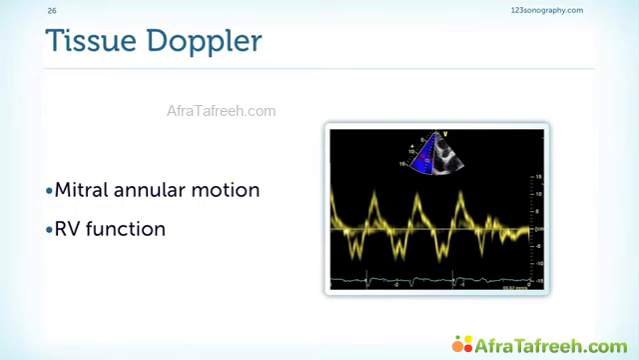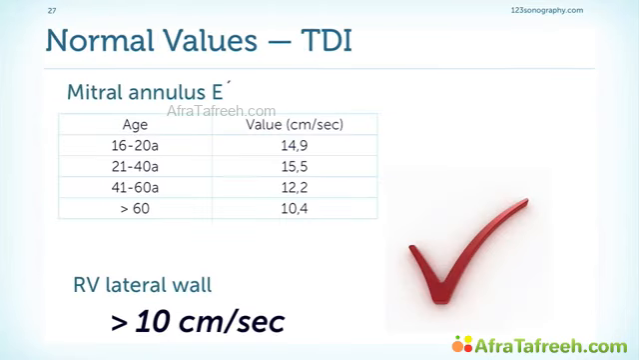In my view, tissue Doppler has two major applications in a routine exam. The first is the assessment of mitral annular motion, and thereby measuring filling pressures and diastolic dysfunction. And the second is right ventricular function, which allows you to quantify the motion of the lateral wall. Certainly there are many other applications of tissue Doppler which you can use in special settings, but these two are of particular value, and these two I would perform at least in most patients.